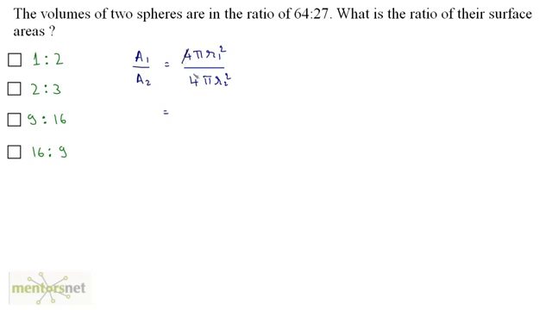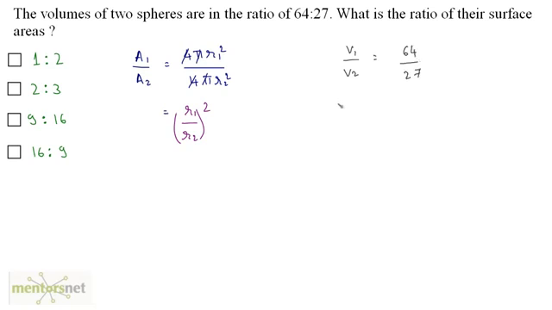So this 4 pi and 4 pi get cancelled out. What we have is (r1/r2) whole square. Now we can get r1/r2 from this information given right here. The volume of two spheres is in the ratio of 64:27. So V1/V2 is equal to 64/27.